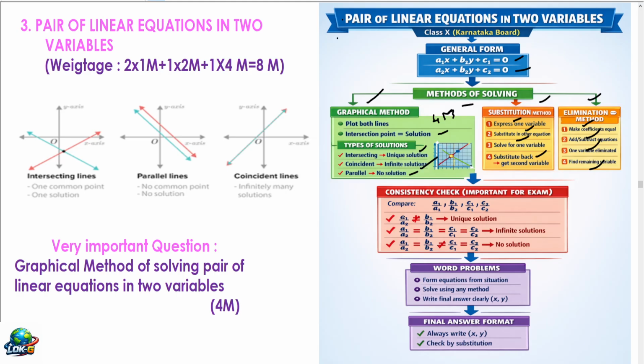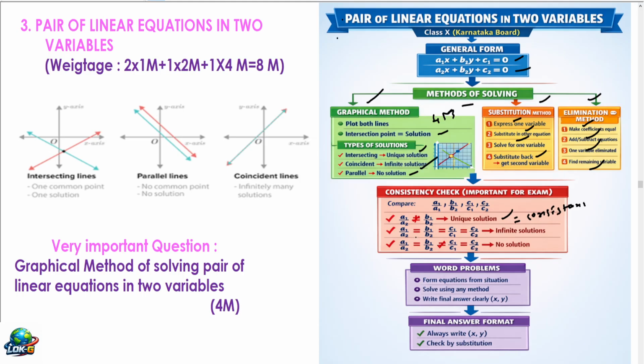Consistency check, very important for exam. A1 upon A2, B1 upon B2, C1 upon C2 you have to take. See, if A1 upon A2 is not equal to B1 upon B2, then the solution will be unique and it will be consistent. What do you mean by consistent? Consistent if it has got at least one solution.